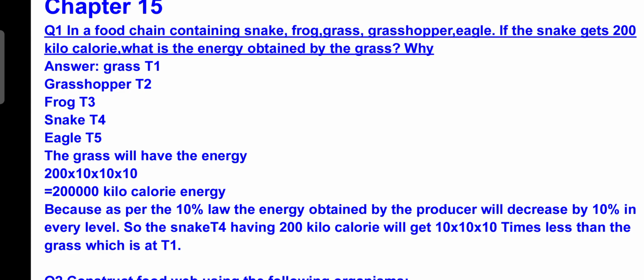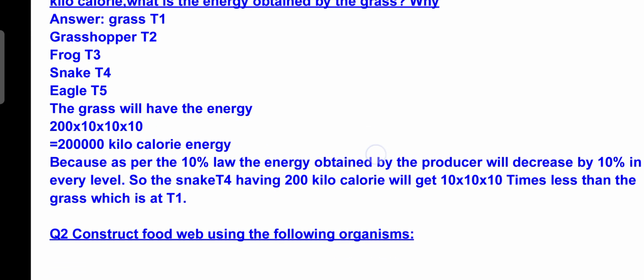grass will be getting 2 lakh. 2 lakh means 3 more zeros should be added to 200. That is 200 into 10 into 10 into 10, because T1 is 3 stages behind. That means 3 tens must be multiplied. So this becomes 2 lakh kilocalorie energy which the grass will be getting.